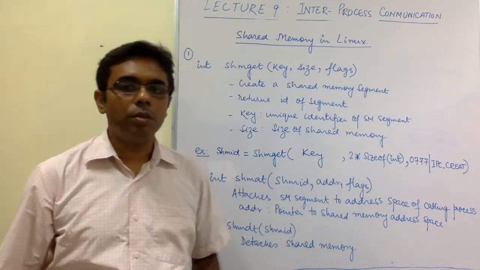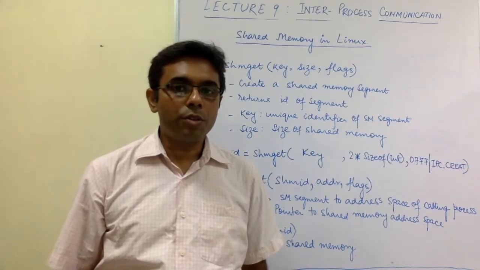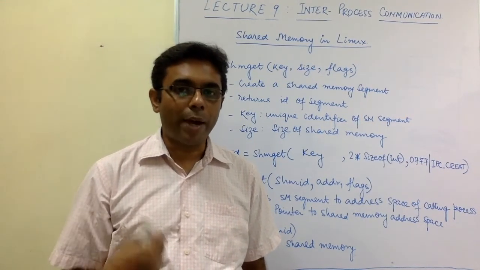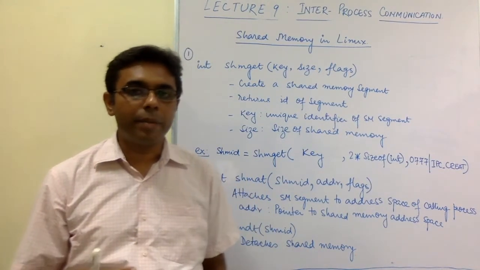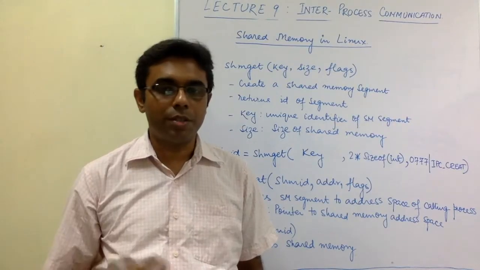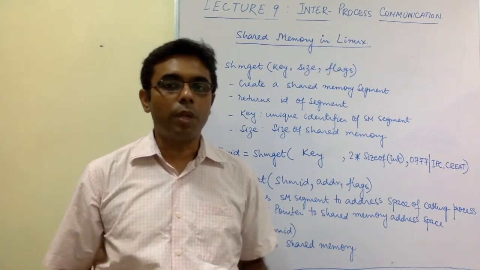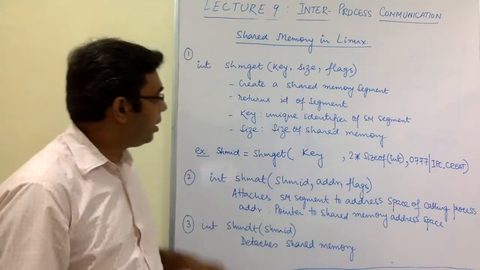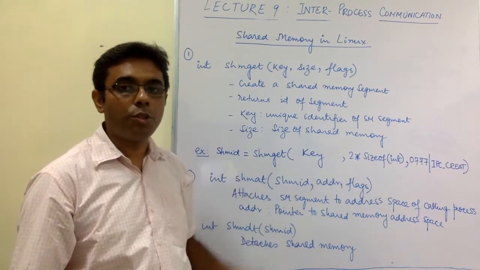We have seen how, while working with shared memory, we come across three different operations. The first is the request to the OS to provide the shared memory. Second is to attach that shared memory segment to the address space of the process. And third is detaching it once we are done with the shared memory. Now let's see the different system calls provided by Linux in order to perform those three operations.